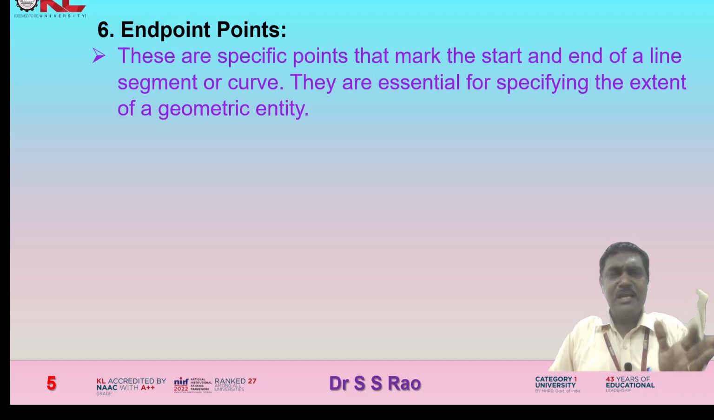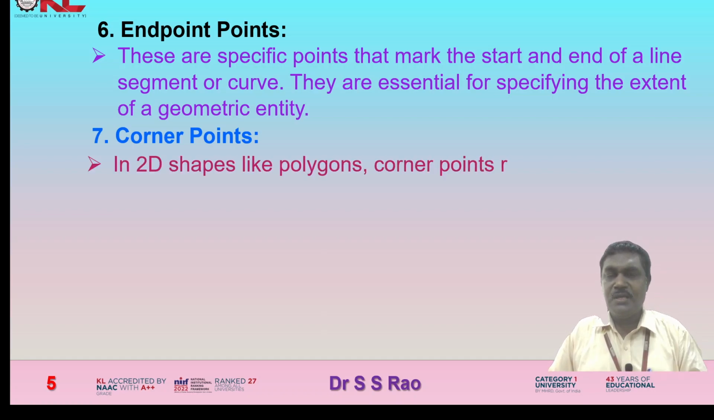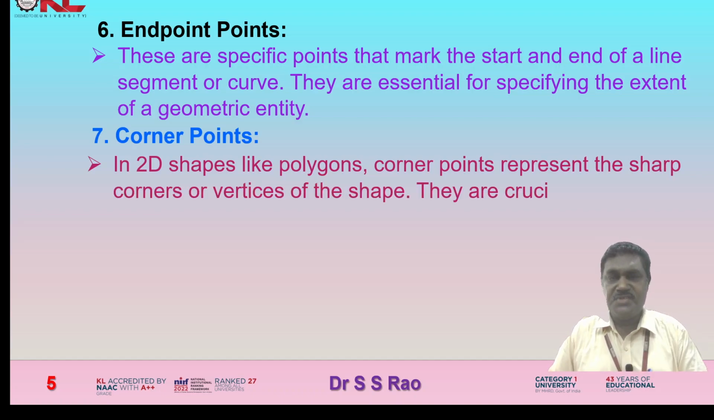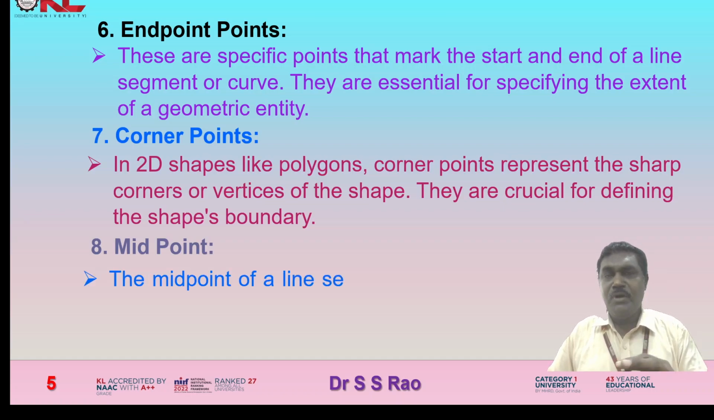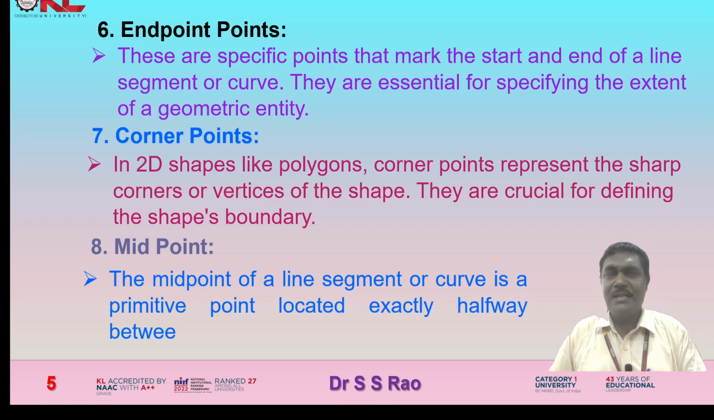Endpoints are specific points that mark the start and end of a line, segment or curve. They are essential for specifying the extent of geometric entities. Corner points: in two-dimensional shapes like polygons, corner points represent the sharp corners or vertices of the shape. They are crucial for defining the shape's boundary. Next, midpoint. The midpoint of a line, segment or curve is a primitive point located exactly halfway between its endpoints.